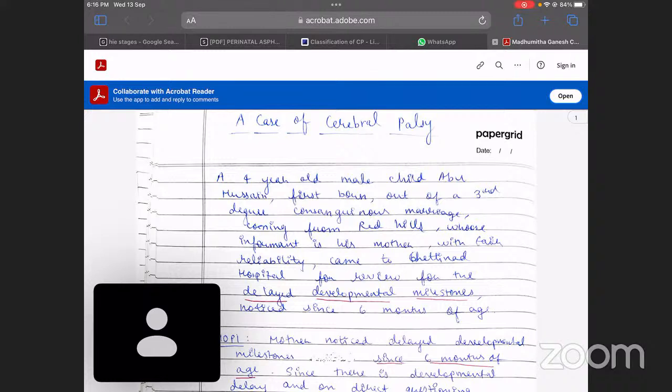Gross motor developmental milestone, sir. Yeah, yeah. Well, why? I am asking why the motor is more affected? Not sure, sir. Okay, simple.